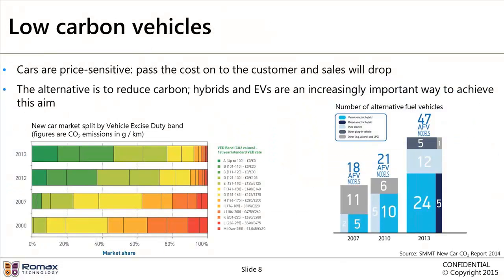With vehicles, you can't just pass the cost on to the customer. The market is very sensitive to price, so the only real alternative is to reduce the carbon emissions. But there are lots of different ways of doing that. Hybrids and EVs are increasingly an important way to achieve that. As you can see from this diagram on the right, the number of available models of hybrids and EVs has been increasing dramatically over the past decade or so, and this trend looks set to continue.